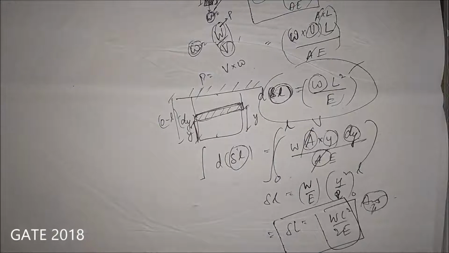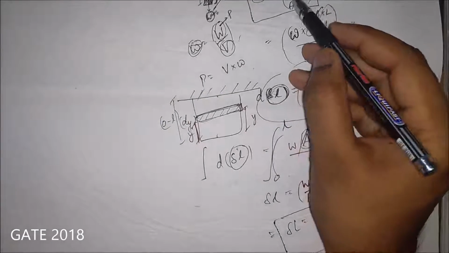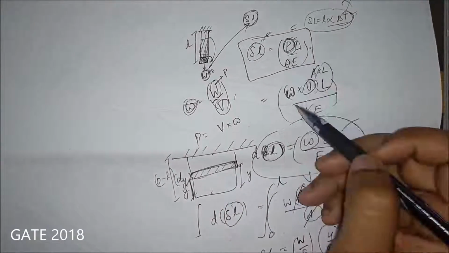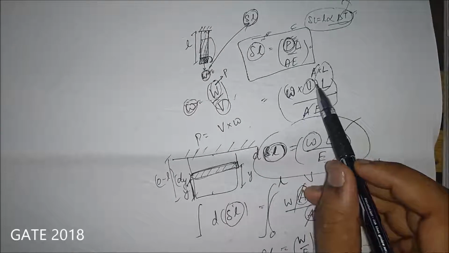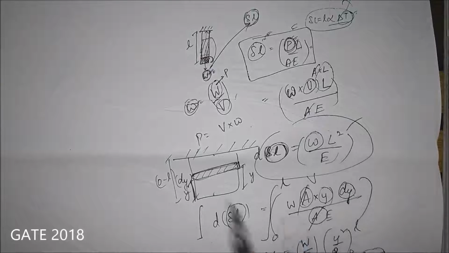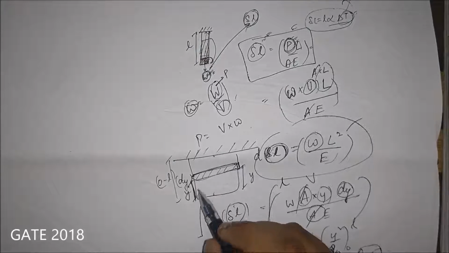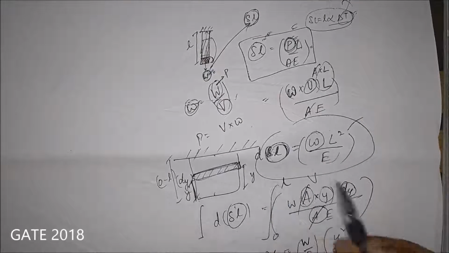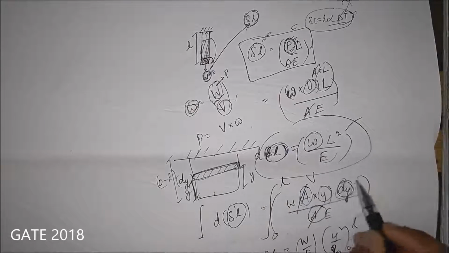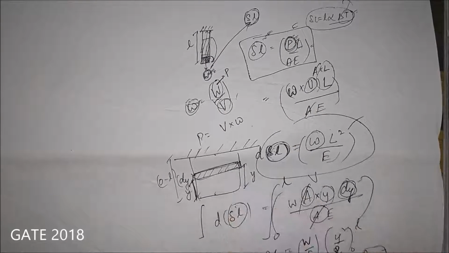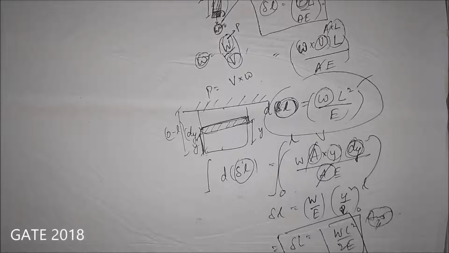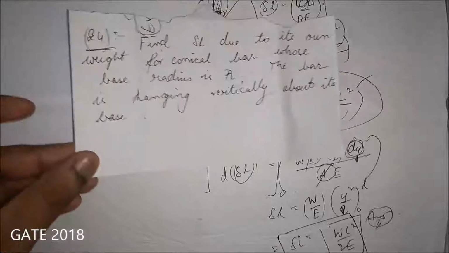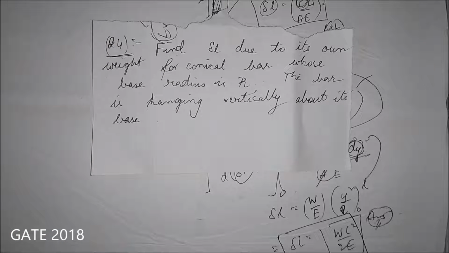I hope you got this concept. We have to substitute the load in terms of weight density into volume, and then the volume may be written as A into L. Now as the load keeps on varying, we have to substitute in terms of differentials, taking a small element and integrating over the length. Similarly, I'll solve one more problem just to get a hang of it.